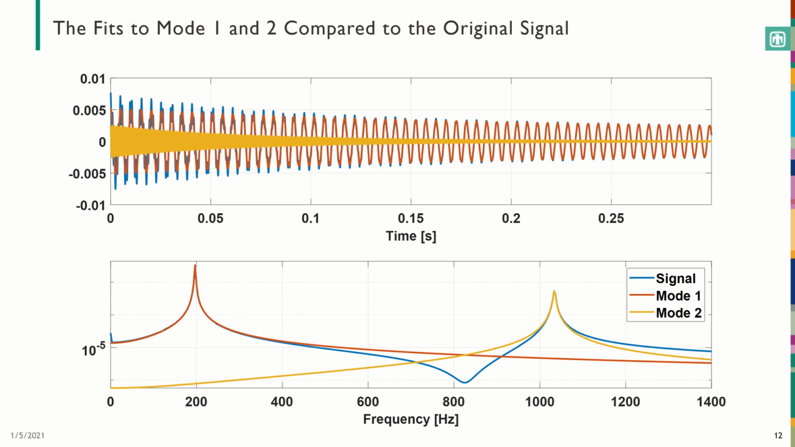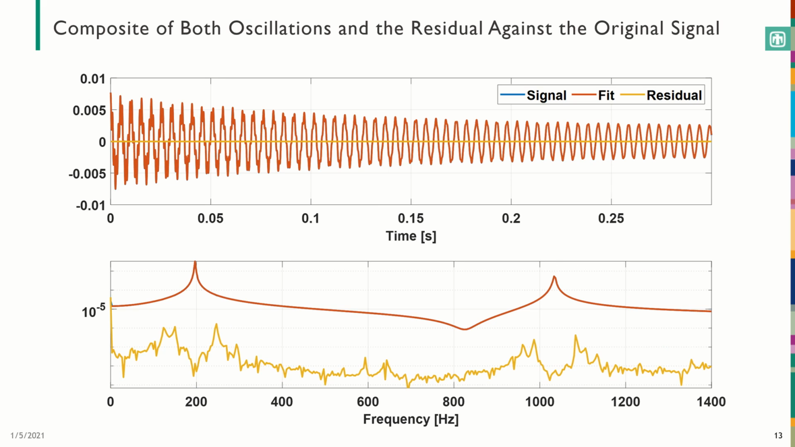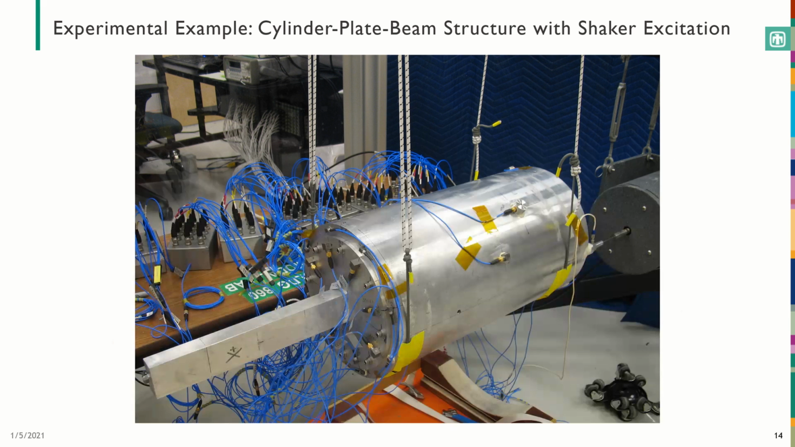And here's a figure showing the resultant fits to mode 1 and 2 and how they overlay onto the original signal. And finally, this is what you get from just adding the two together. You can see that the residual under the peaks is about 5 orders of magnitude less, and in general the residual is more or less just numerical noise.